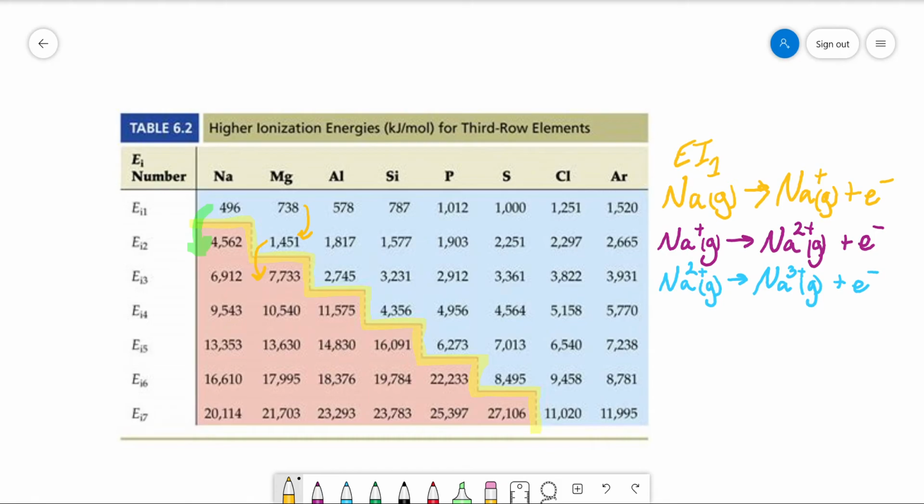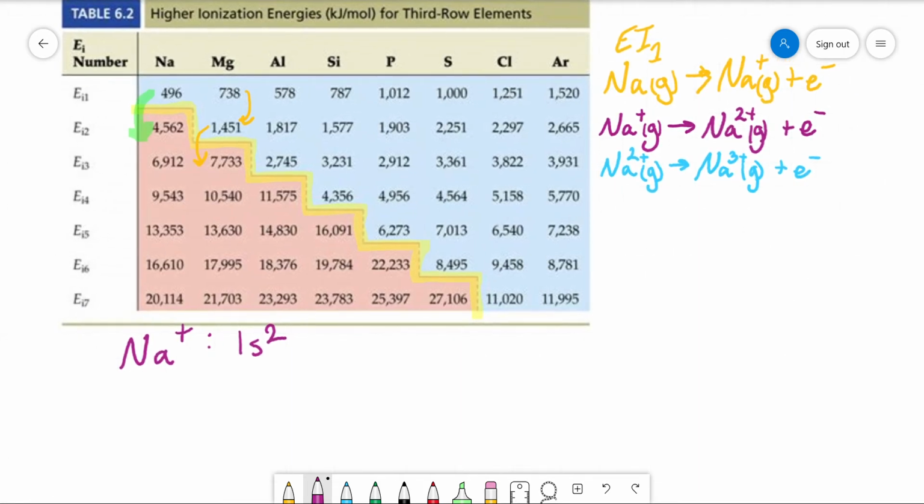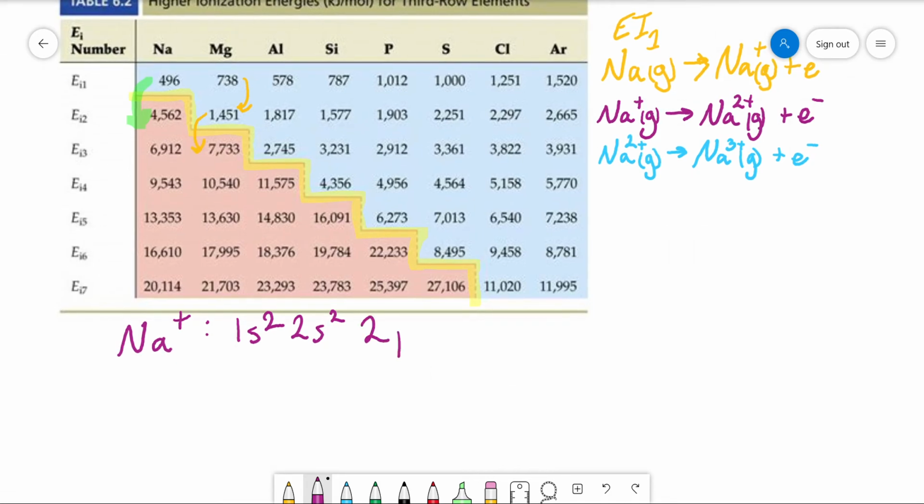Now let's talk about why that is, and it's pretty simple. Let's look at sodium, the electron configuration for sodium plus. What is it? It's 1s2, 2s2, 2p6, or what's that equal to? Do you guys remember? I'm not hearing anything, so I'll just give you the answer. It's neon. I didn't even have the right answer.